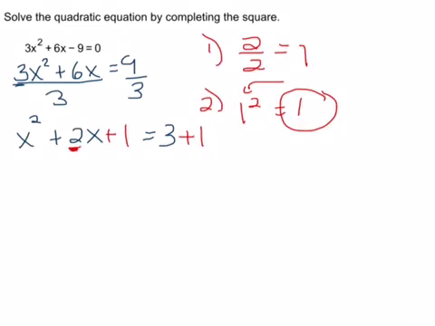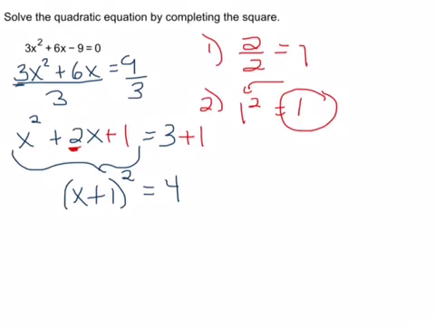Okay, here was the point of doing that. Now, including that plus 1, x squared plus 2x plus 1 factors to x plus 1 times x plus 1, or in other words, x plus 1 squared. And then on the right-hand side, we have 3 plus 1, which is 4.